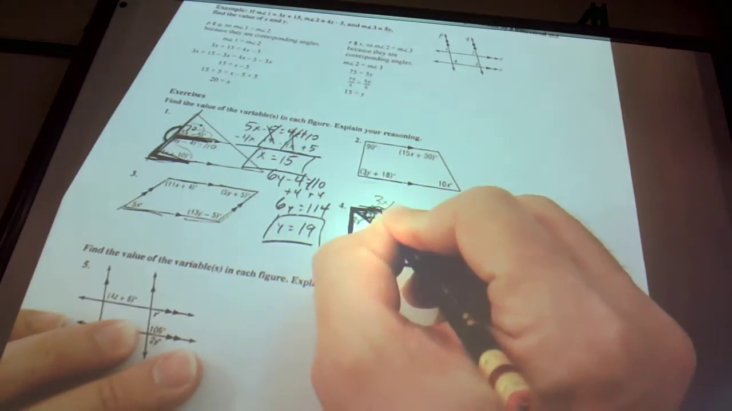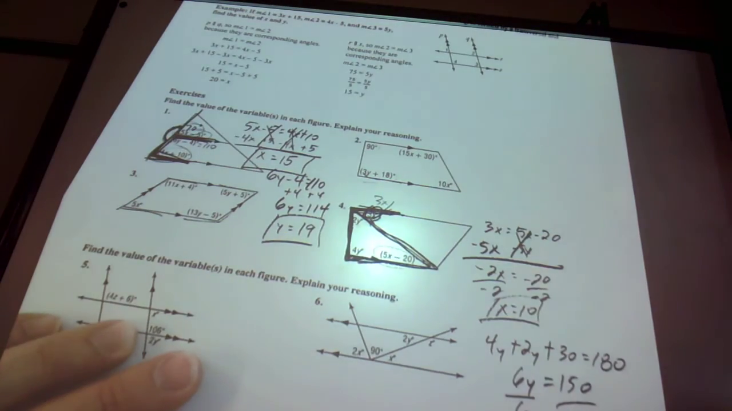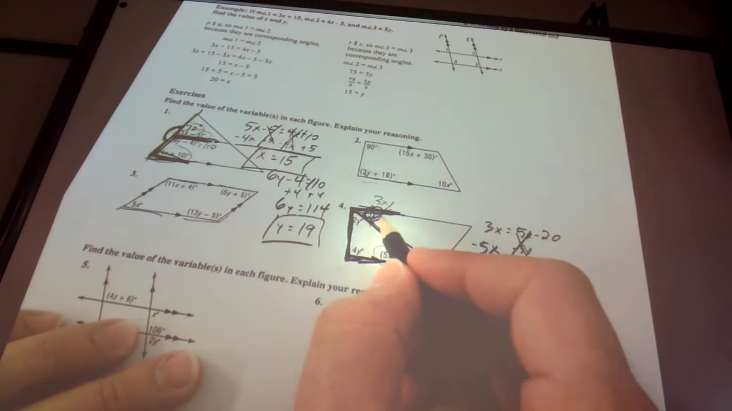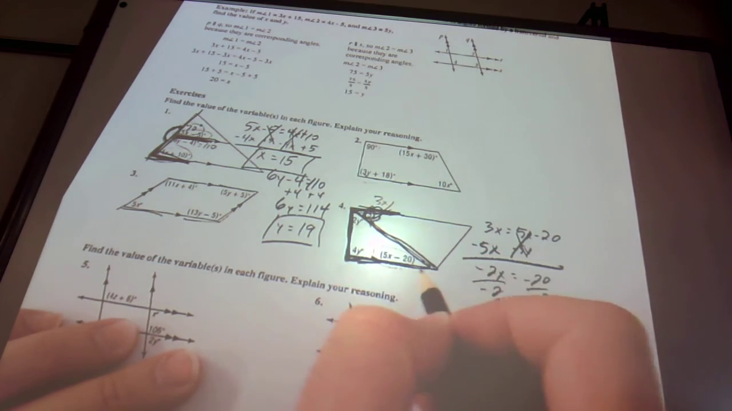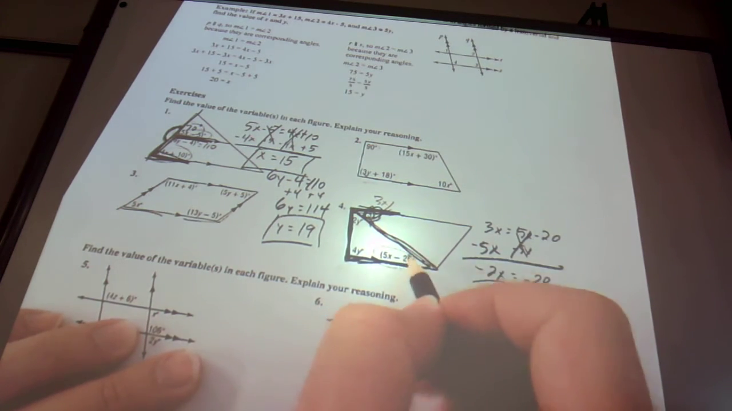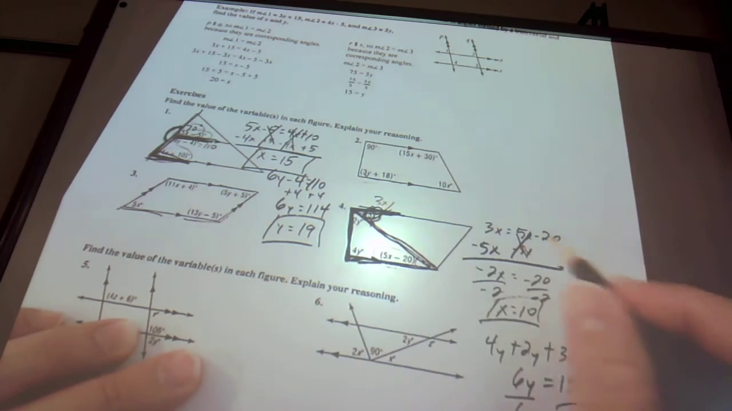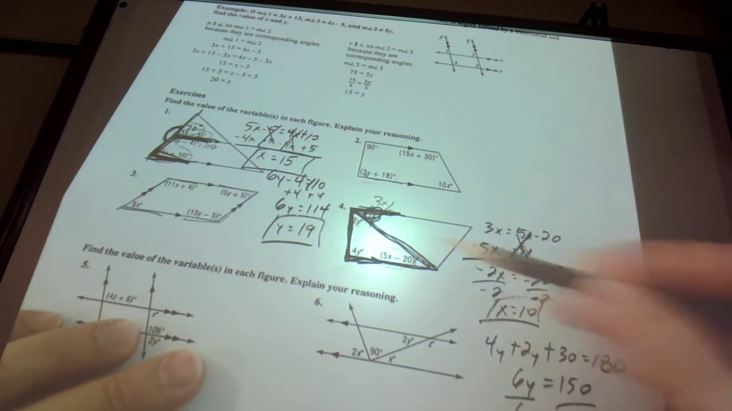Okay, the other one I showed them is a little bit tricky here, and I know you can't see this, but that says 3x right there. The first thing I did, I set 3x and 5x minus 20 equal to each other because they're alternate interior angles. So those are congruent, right, based on what you've learned today. So we got x equals 10.